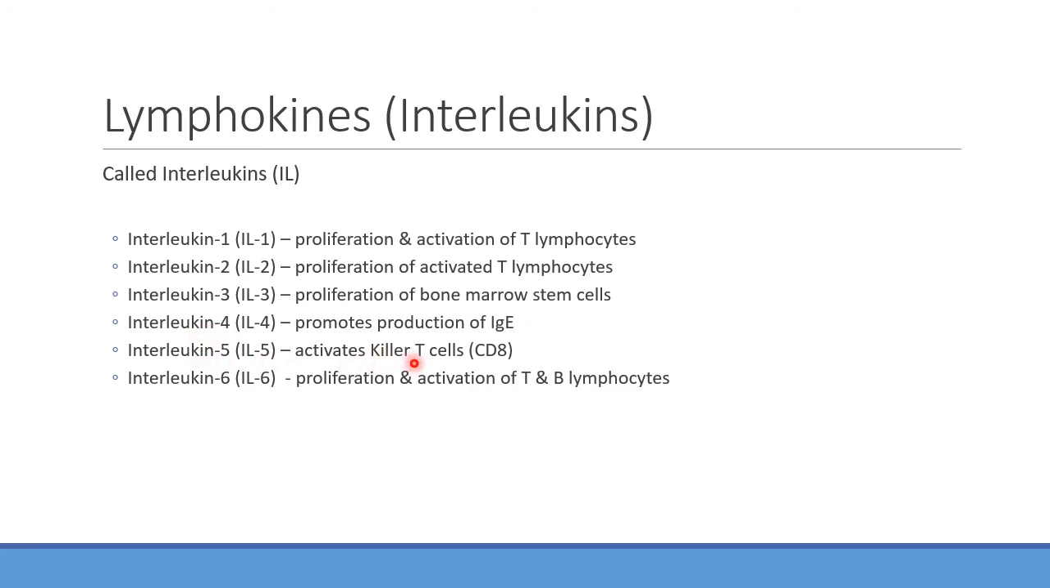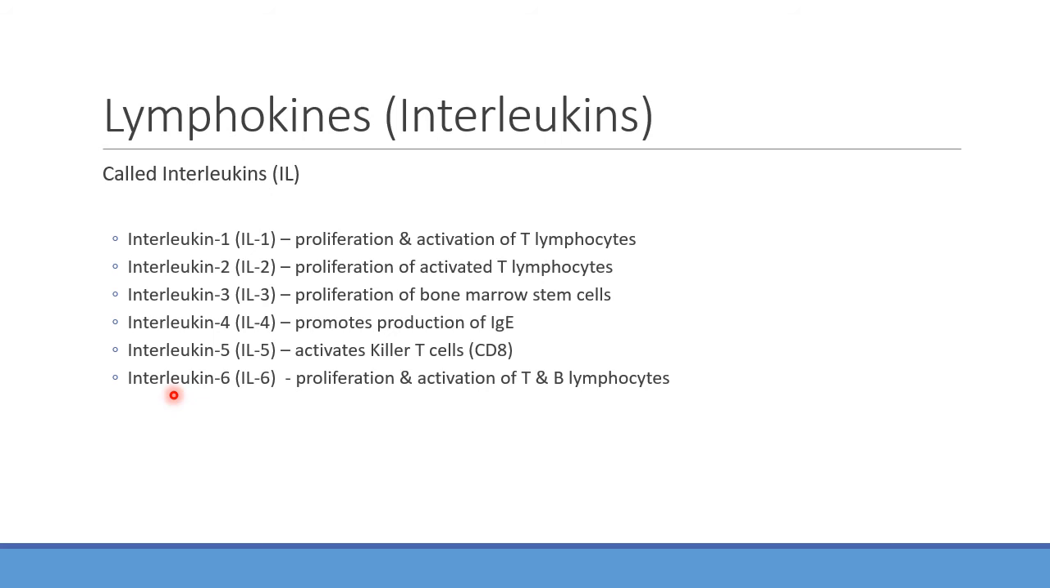IL-5 would activate some of the CD8 cells there. IL-6 would cause proliferation of some of these T and B lymphocytes. And in fact, we have certain drugs that are designed to neutralize certain interleukins, right? If you have an autoimmune condition, which we'll talk about in a minute, by neutralizing some of these, you can help to prevent that overactive immune system from attacking your own cells and prevent it from causing more inflammation.